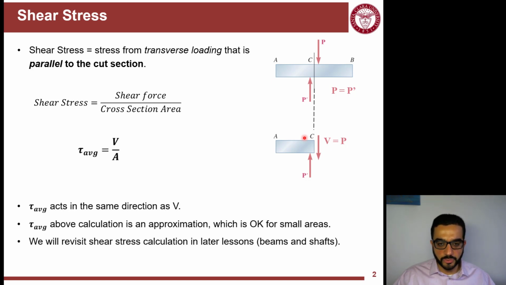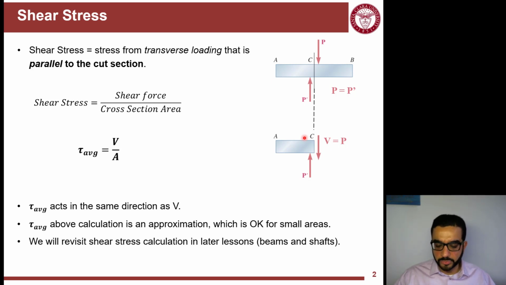Similar to the normal stress, when we say sigma average, here we're calculating an average shear stress. And this is even more critical in the case of shear stress because it's only valid when the area is small. We'll see in next lessons that the shape of the section matters a lot, and the shear stress will be different at different spots. It's not one single value for the whole area.